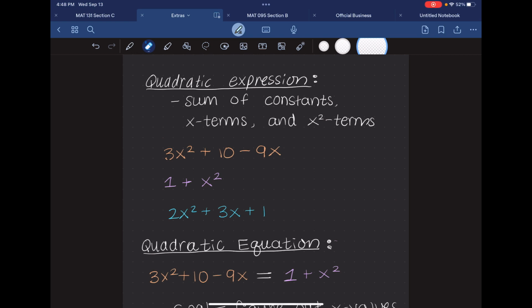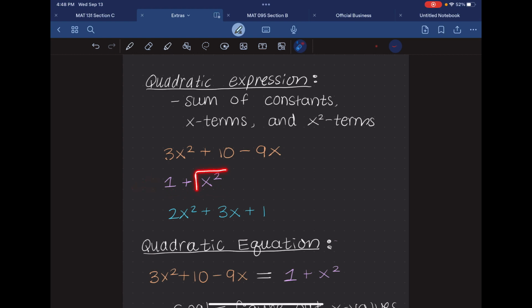We might have constant terms, x terms, or whatever our variable is, and x squared terms. So for instance, we could have something like 3x squared plus 10 minus 9x. So we have an x term, a constant term, and an x squared term. We could also have something like 1 plus x squared. Notice that in this one we don't have an x term and we don't need an x term.